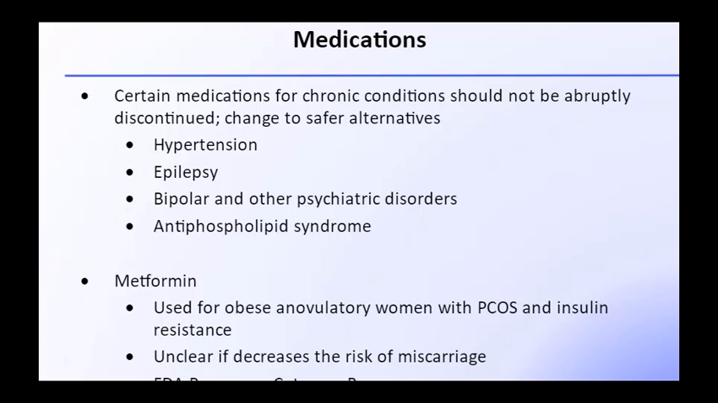Metformin often is used to treat obese anovulatory women with polycystic ovary syndrome and insulin resistance. It is not clear if the risk of first trimester miscarriage for these women is decreased with the continued use of metformin during pregnancy. Metformin is designated as a pregnancy category B drug by the FDA, meaning that although animal studies have not shown a risk to the fetus, there are no adequate and well-controlled studies in pregnant women. Although there does not appear to be an increased rate of birth defects or complications at birth with metformin use in pregnancy, each case should be individually reviewed.